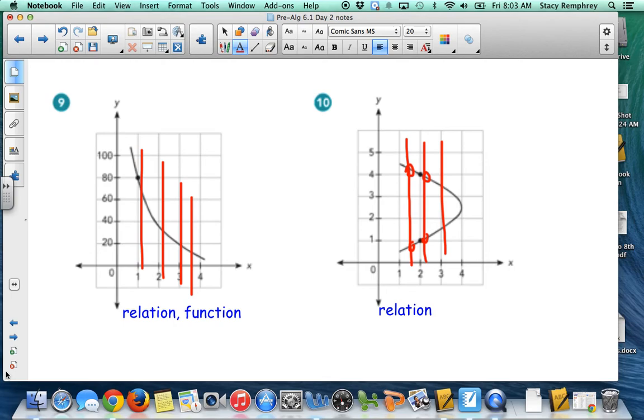And so now you should know what a relation is. You should know when relations are functions, and you have two ways to test: mapping and graphing.